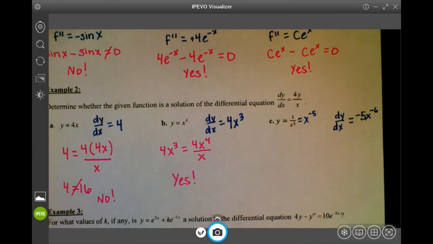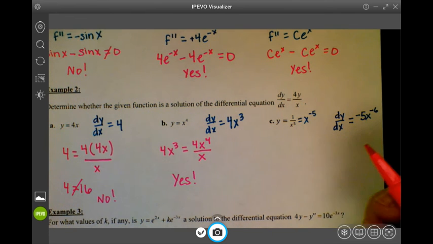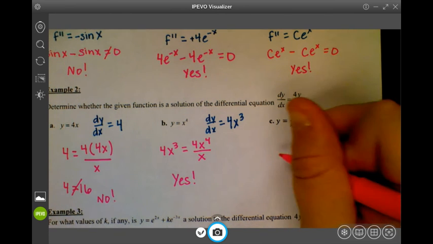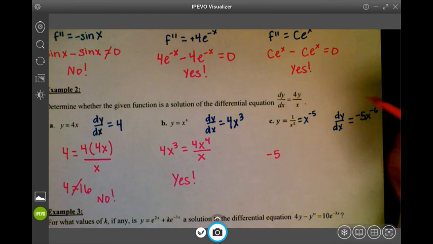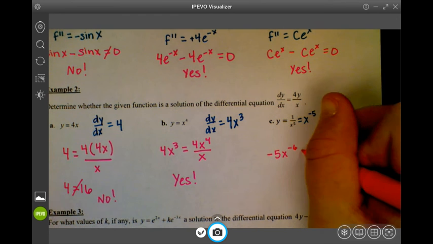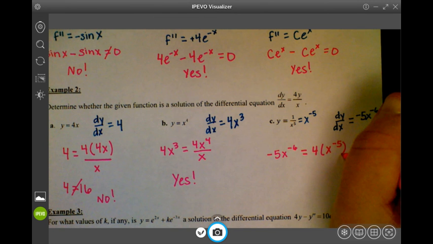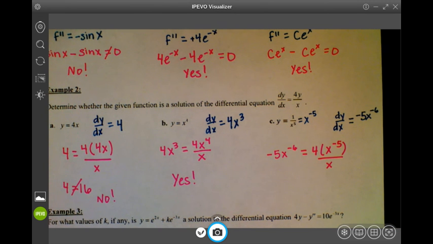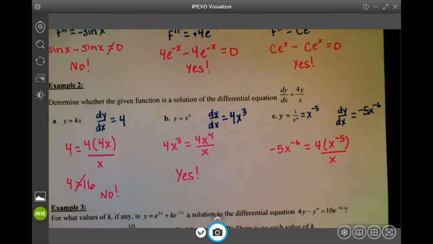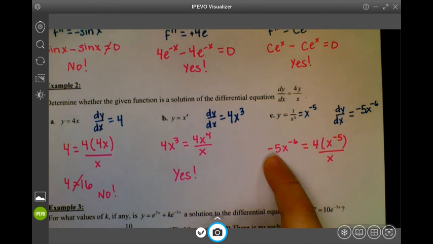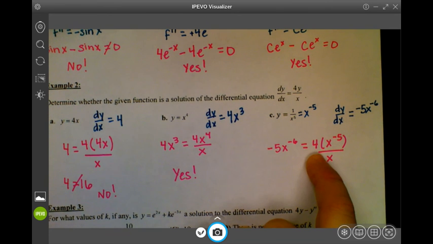And so we need to know, is this a solution to this differential equation? So we have negative 5, x to the negative 6th will equal 4 times y, which is x to the negative 5th, all over x. And without getting into the variables on this one, I think it's pretty obvious that the answer is no, because this has a negative 5 in front and this has a 4 in front.